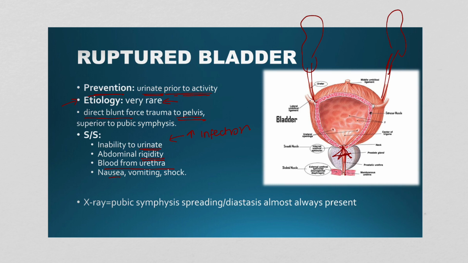And so that patient, again, pressure on the nerve, it will cause nausea, vomiting, and eventually shock. Most often sepsis or infection will be the reason for shock. So what do we do? We're going to x-ray the pubic symphysis. Most often there will be a spreading or a diastasis or separation in the pubic symphysis.